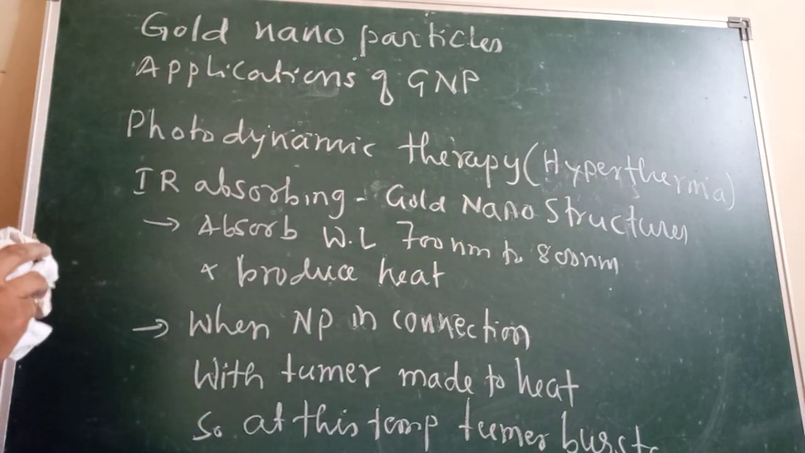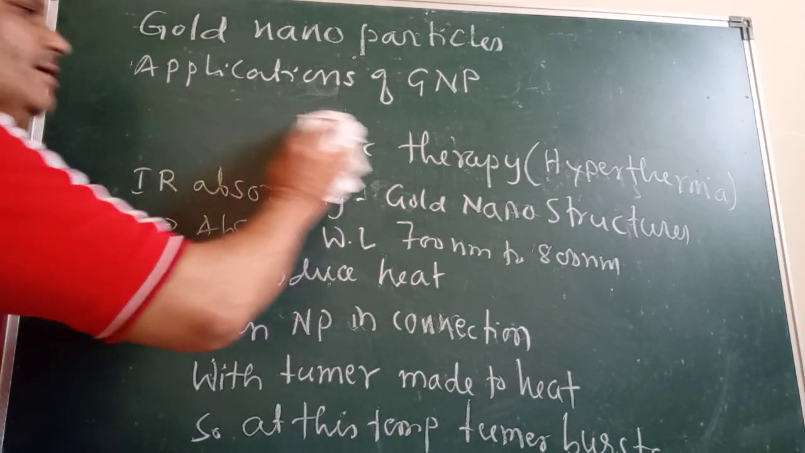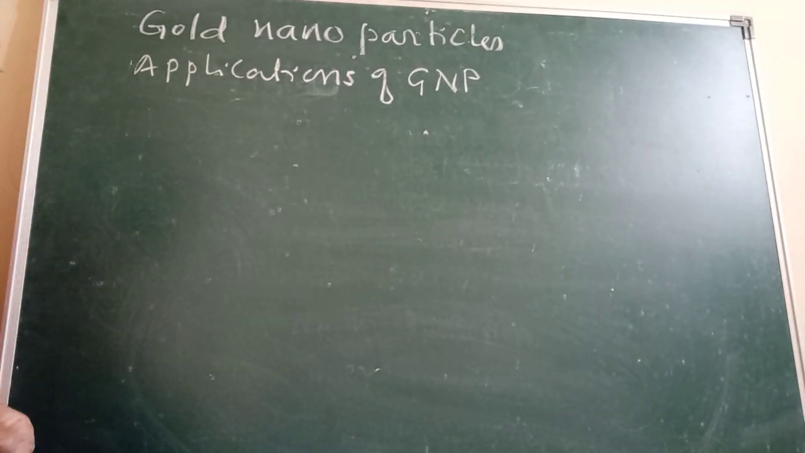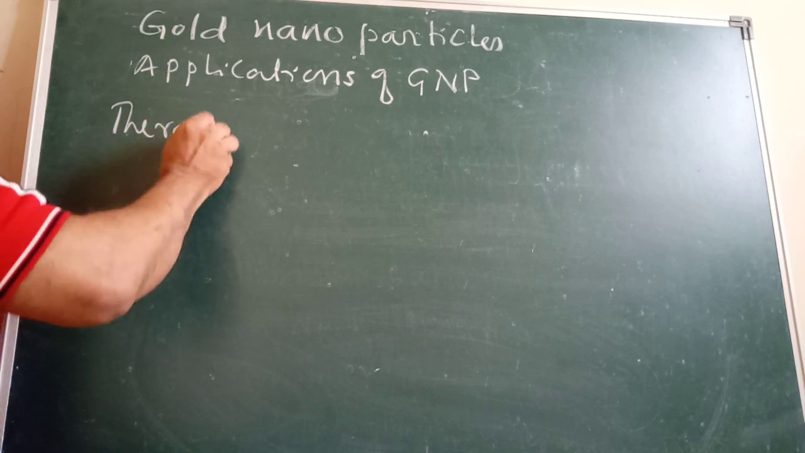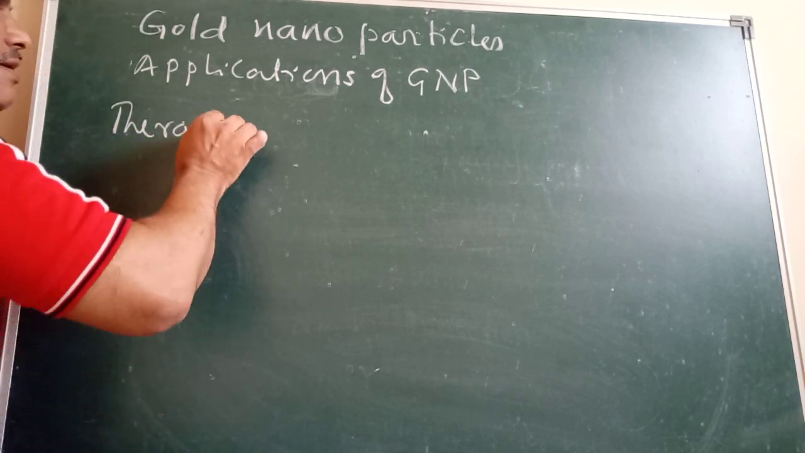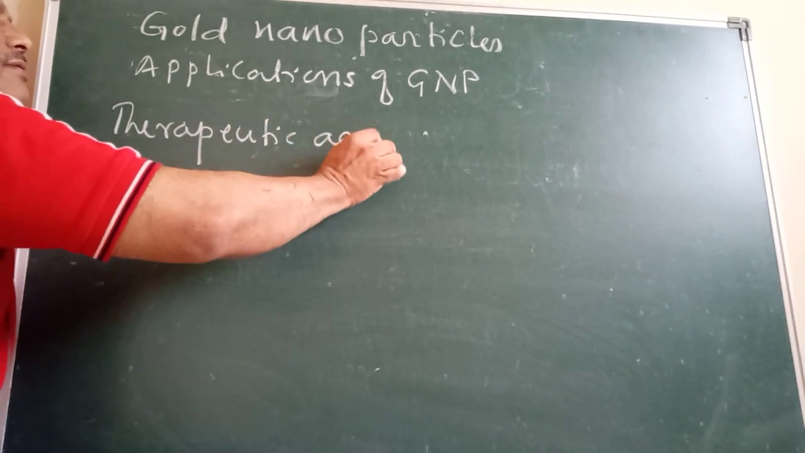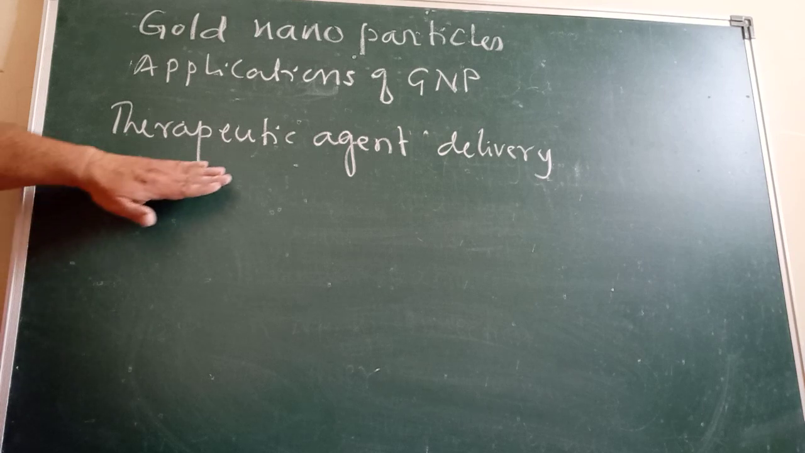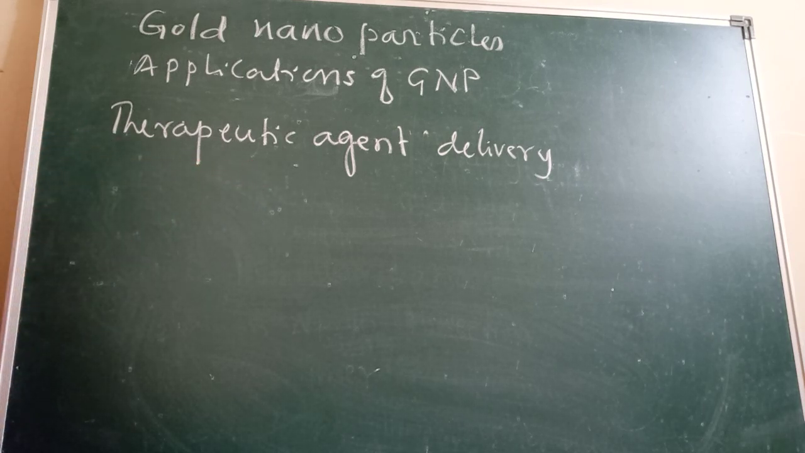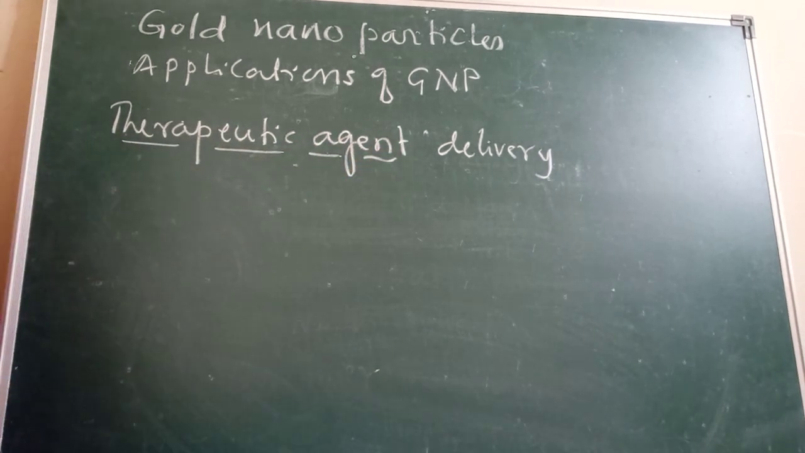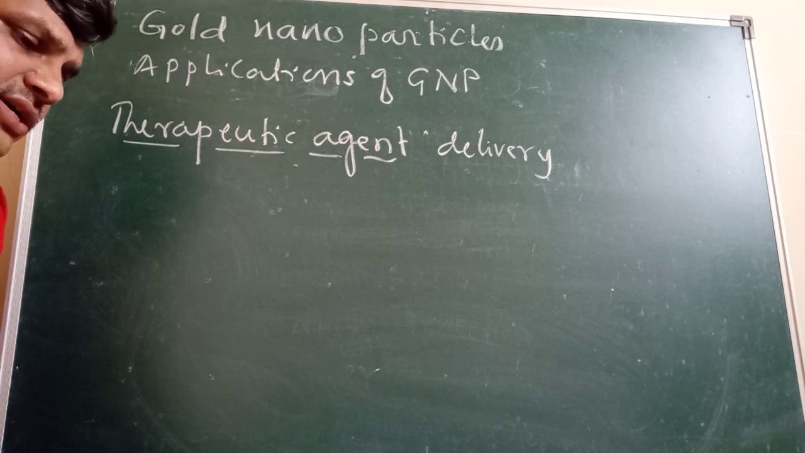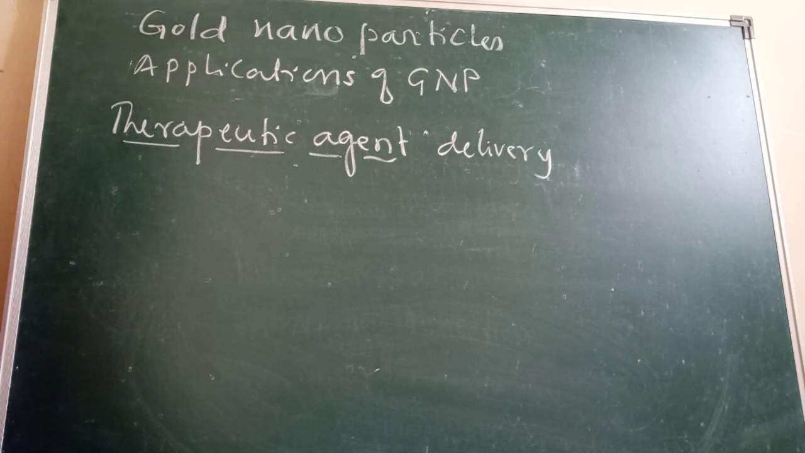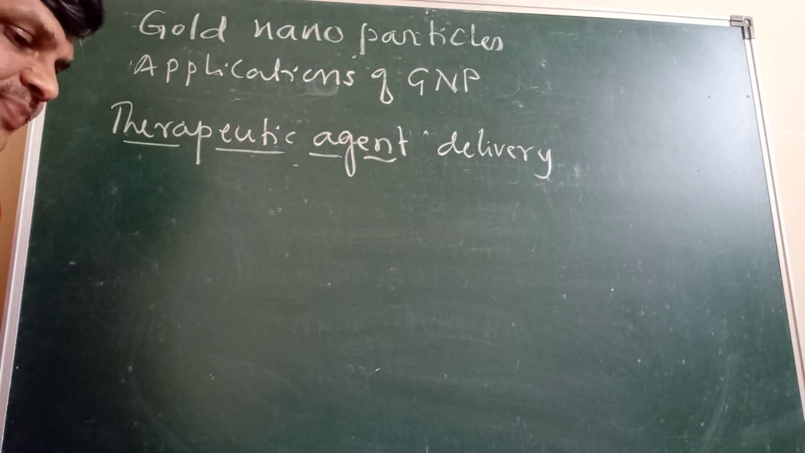Now let us consider the next application: therapeutic agent delivery. What is this therapeutic agent? A therapeutic agent is a form of medical treatment. It is also a drug that is delivered to the places where it should be treated. For example, in case of cancer, it helps.